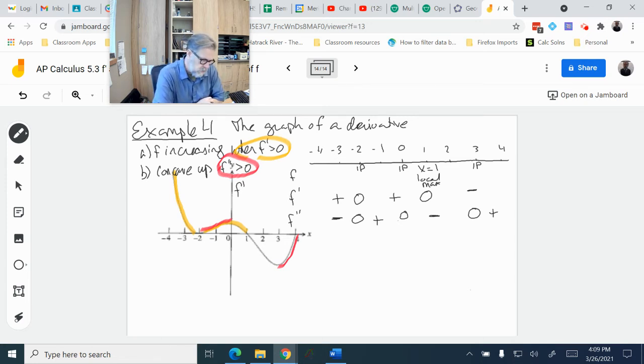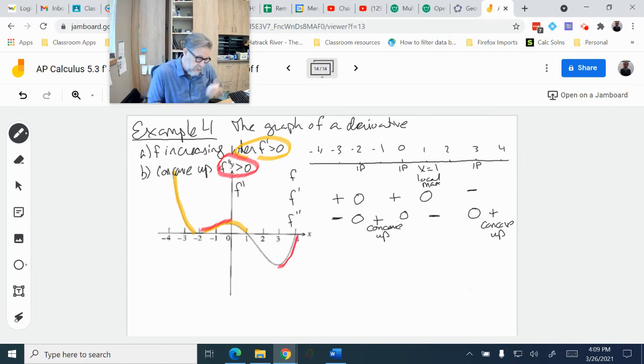Now, the real question was, of course, where is it concave up? Concave up means an increasing slope, and therefore a positive second derivative, which means that my graph is concave up in these two intervals right here.